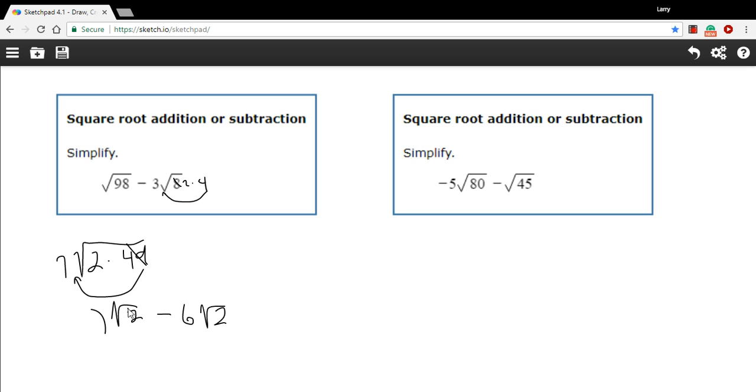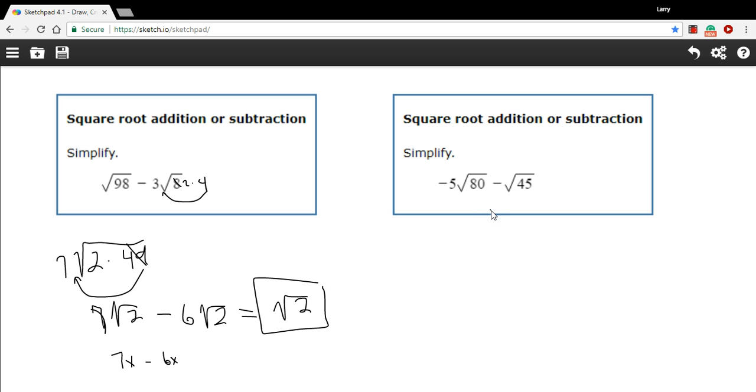Now this is fortunate because I have 7 times the square root of 2, and I have negative 6 times the square root of 2. You should really think of this just as if it's like 7x minus 6x. Those are like terms. So 7 square roots of 2 minus 6 square roots of 2 is just going to equal 1 square root of 2, which we would write just as the square root of 2. So pretty simple answer for that one.